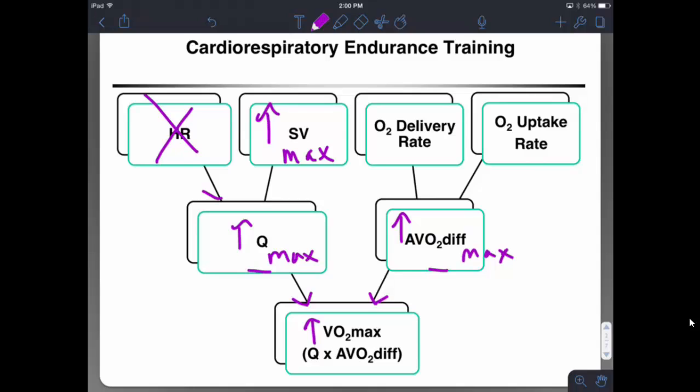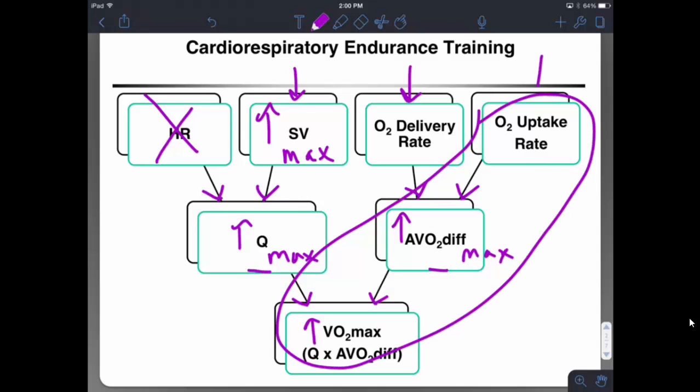We said that AVO2 difference is determined by oxygen delivery rate and oxygen uptake rate. And we've already talked about oxygen delivery rate. For this recording, we're going to focus on the factors that affect oxygen uptake rate, and therefore AVO2 difference max, and therefore VO2max with training.